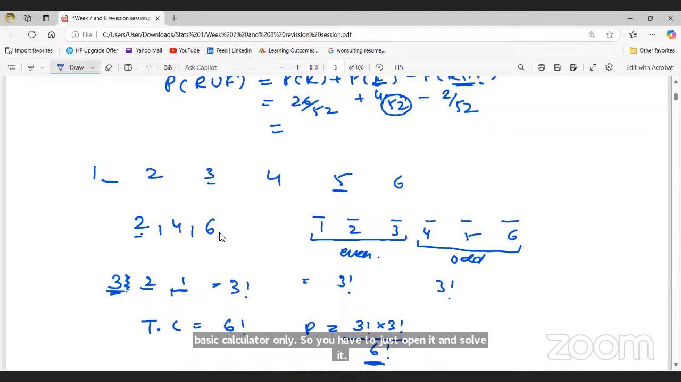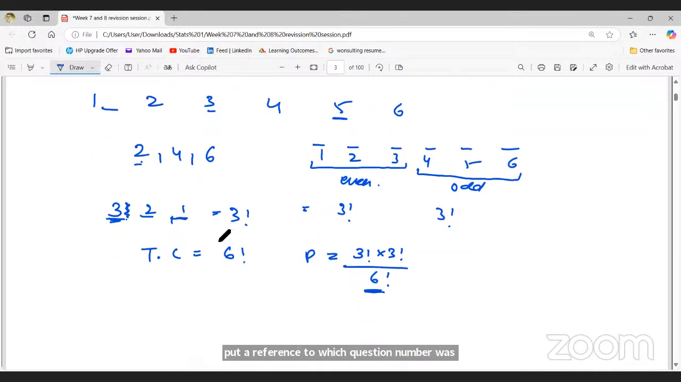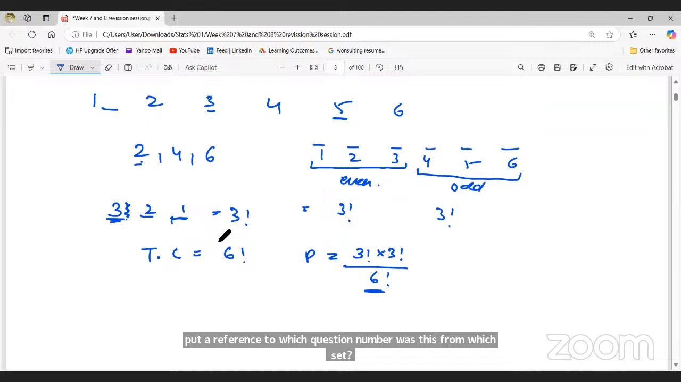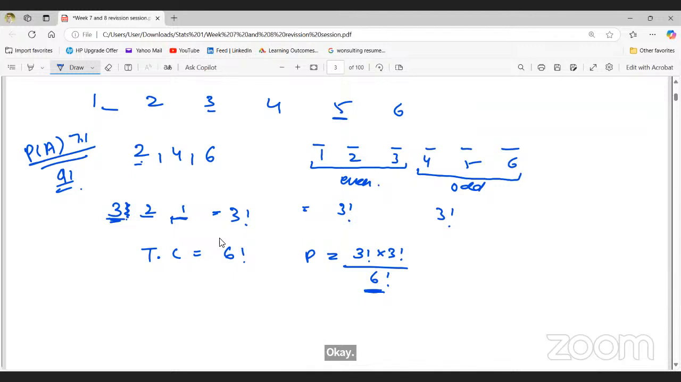Can someone just put a reference to which question number this was, from which set? This was a practice assignment 7.1 first question. Okay, thank you.